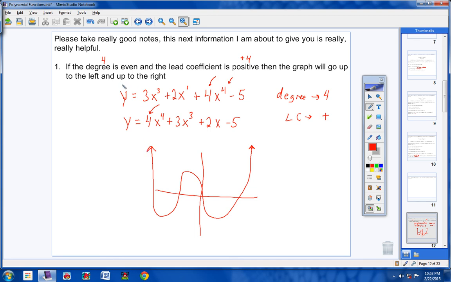So let's go over this again. If the degree is even, like this one is, and if your lead coefficient is positive, like this one is, then after all the turns are done, it will go up to the left and not come down again.